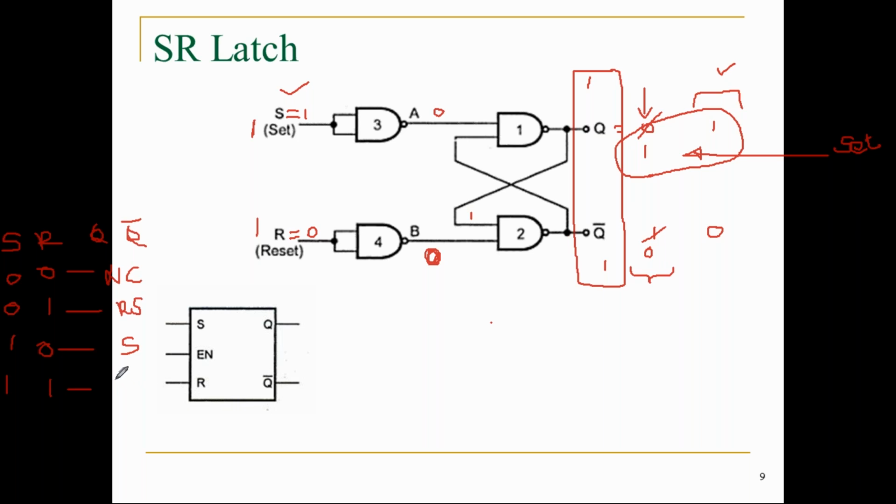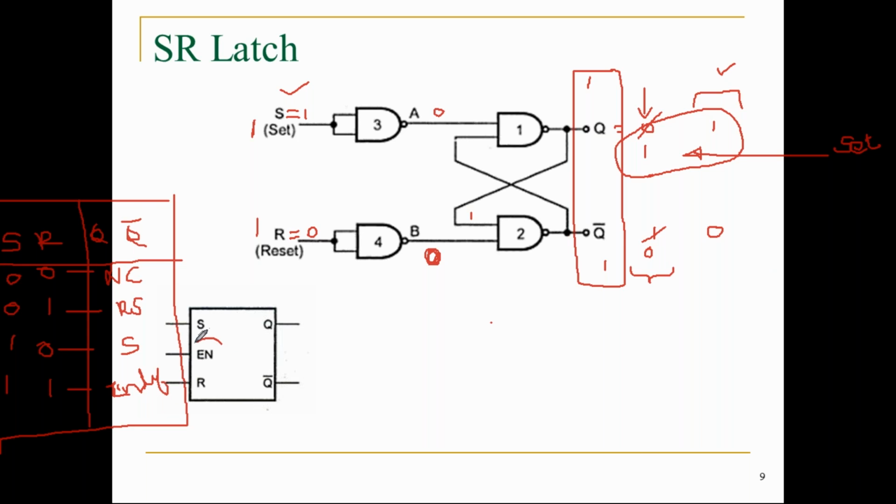So it is called indeterminate, or forbidden, or unacceptable level. Different authors mention it in different ways. So it is an indefinite value. So this is the truth table for the SR flip-flop. I'm explaining only the SR flip-flop, not the CSR. What is meant by CSR? Clocked SR flip-flop. We will see that in the next session.